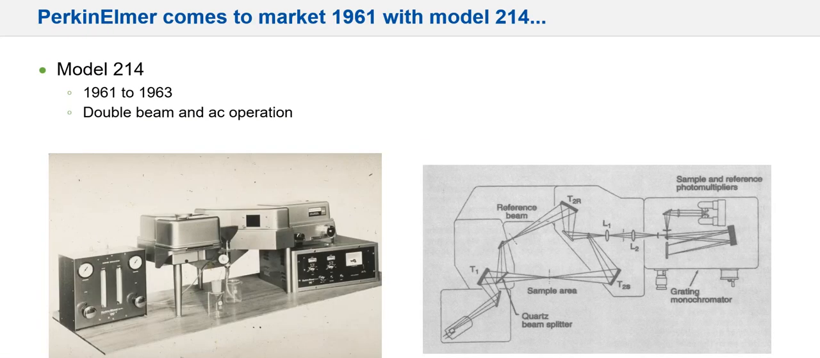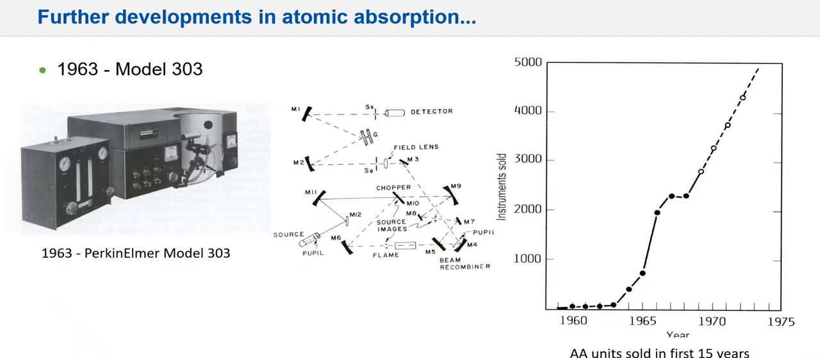So just a little bit of history. PerkinElmer came to the market in 1961 with the Model 214 atomic absorption system. And then further developments in AA, really the big one where you see AA usage take off, was in 1963 with the Model 303.